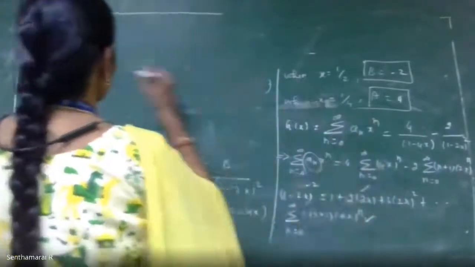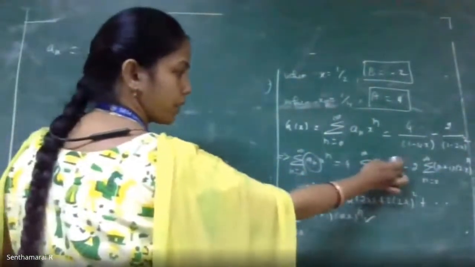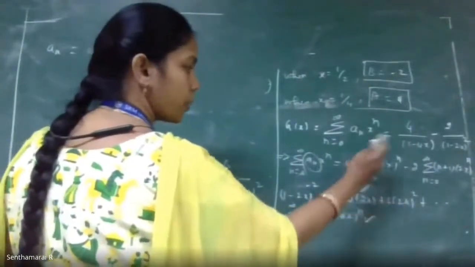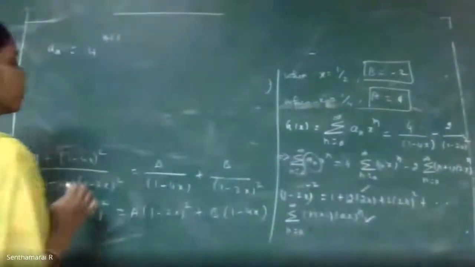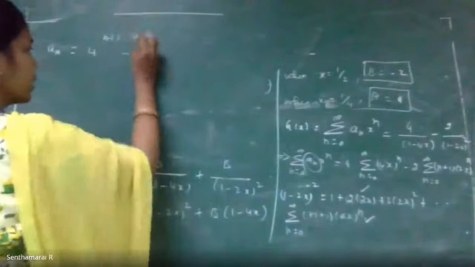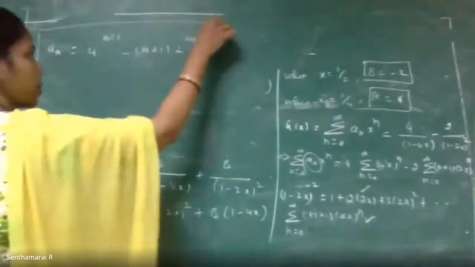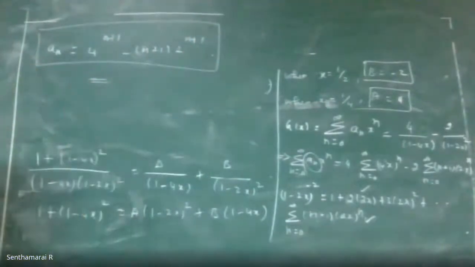That is nothing but 4 power n plus 1. 1 4 outside the summation, 1 4 power n inside the summation. So that 4 power n plus 1 is the coefficient of x power n, minus n plus 1 into 2 power n plus 1 is the coefficient. Problem is over. This is the required general form of the solution of the given recurrence relation with the given initial conditions. You understood this problem?